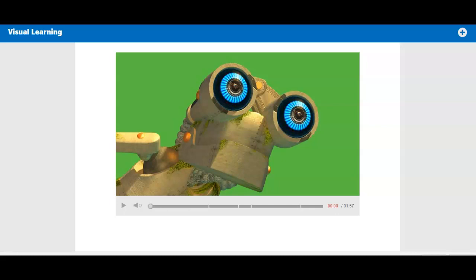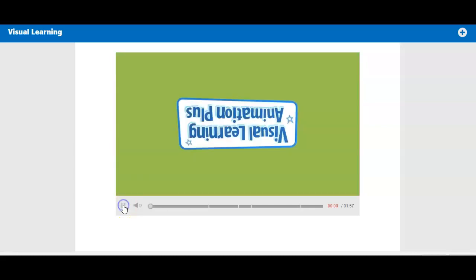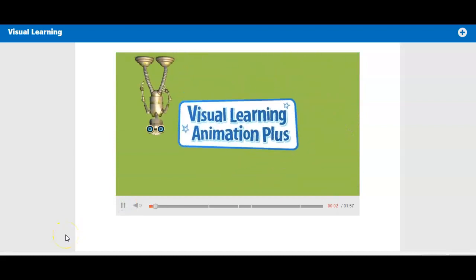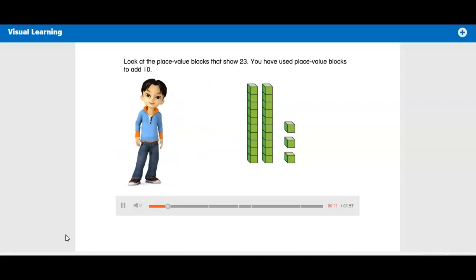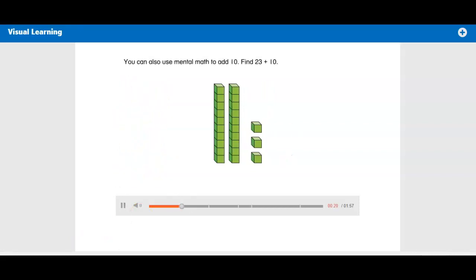Now let's watch our animated video to help us follow along the top of our workbook page 406. Look at the place value blocks that show 23. You have used place value blocks to add 10. You can also use mental math to add 10. Find 23 plus 10. How can you add 10 mentally? When adding 10, you should look at the tens digit.